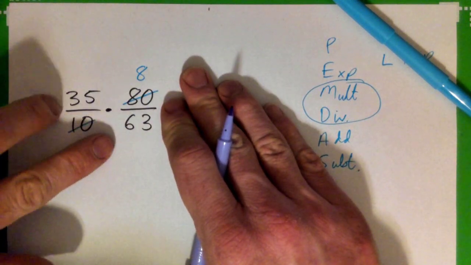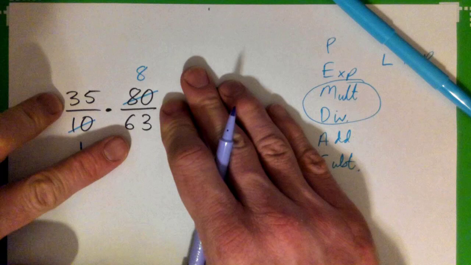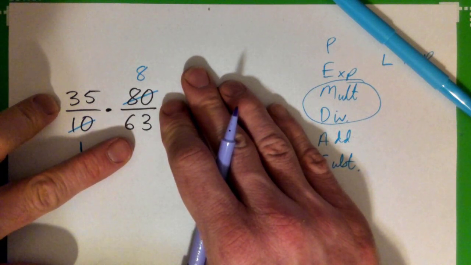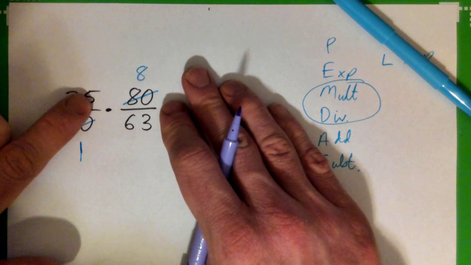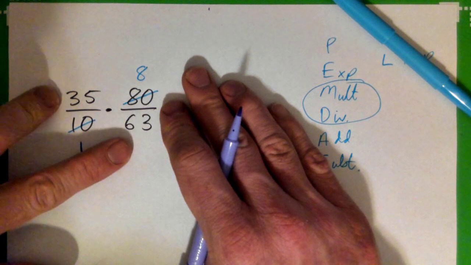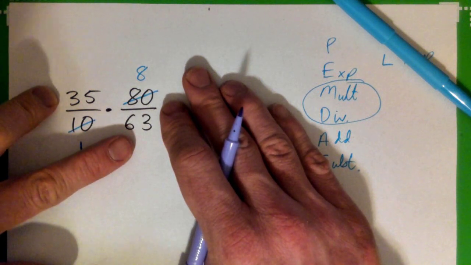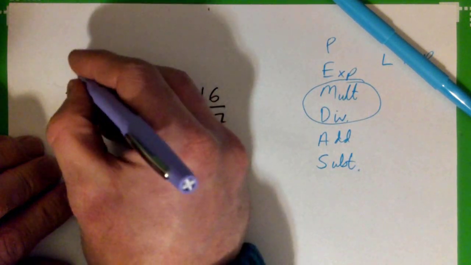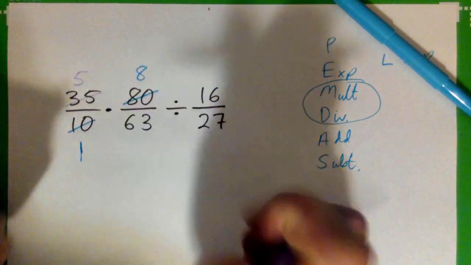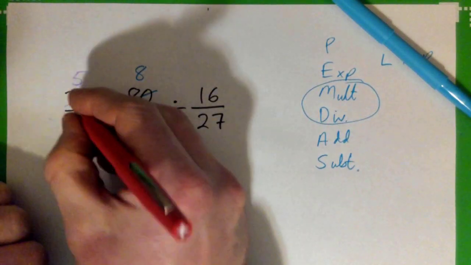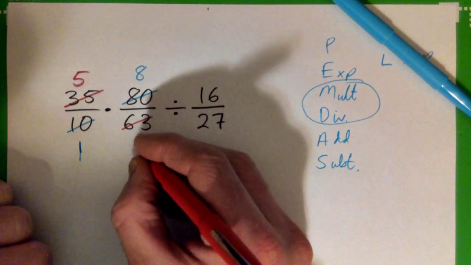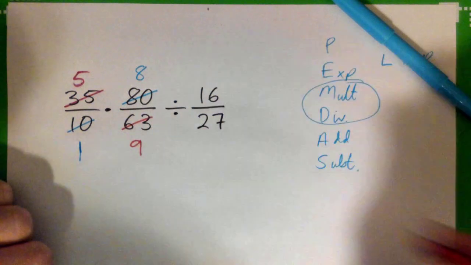What goes into both of these numbers? Five goes into 35. Seven, yeah, because 7 into 35 goes five times. Oops, let me do that right. And 7 into 63, 9 times, right?